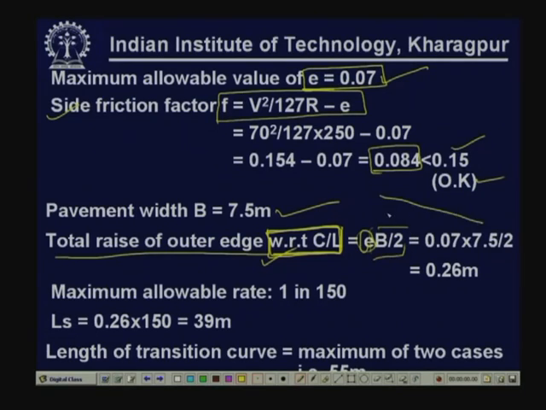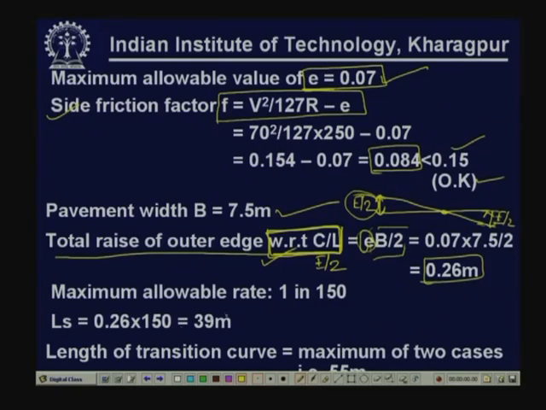Because in this case, this is E by 2 actually, capital E by 2, because the pavement is rotated with respect to center line. Therefore, this is E by 2, the raise is also E by 2, okay, because it is rotated with respect to the center line. So, this raise is nothing but capital E by 2, which is nothing but E into B by 2. So, therefore, 0.07 into 7.5 by 2, so 0.26 meter.